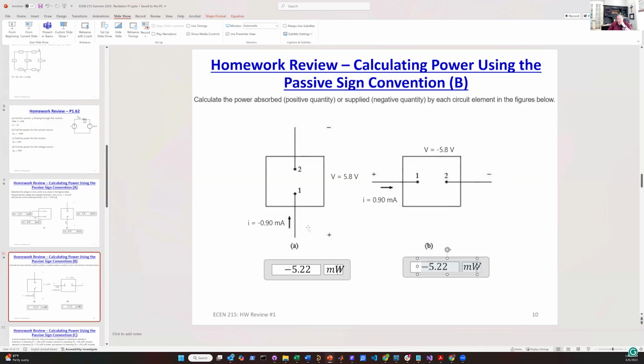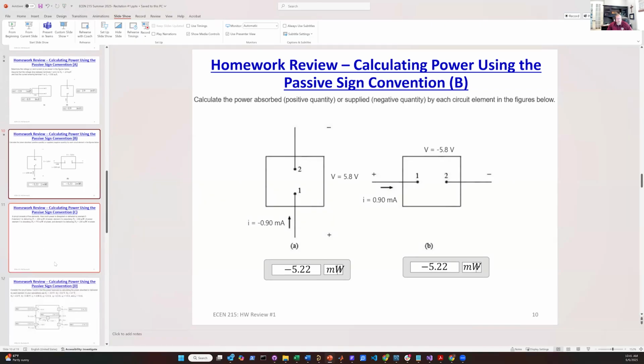So this time it's basically a completely flipped system. So instead of positive voltage with a negative current, we now have a positive current with a negative voltage. So the net result is exactly the same, minus 5.22 milliwatts. Any questions so far?